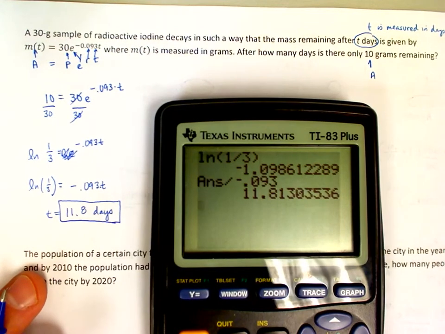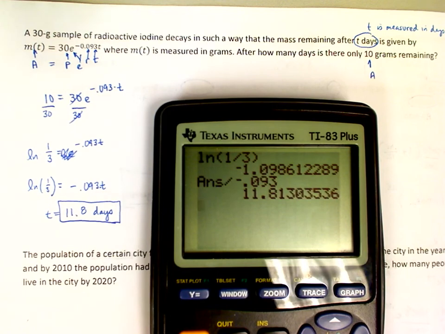That's a radioactive decay problem. It's not too bad as long as you understand it's still A equals PE to the RT. We're just calling it something else. We're dealing with something that's not money.